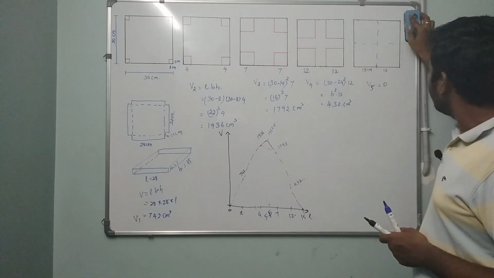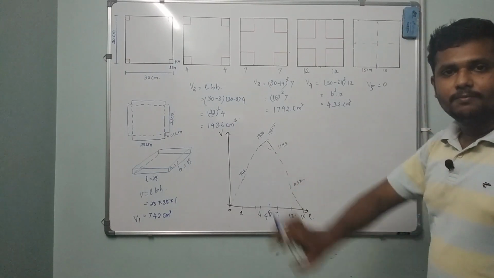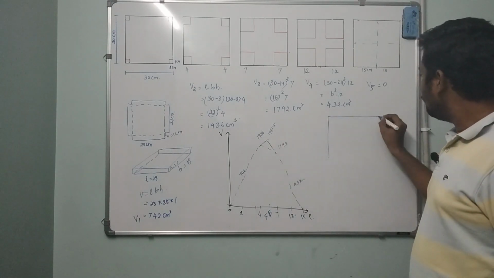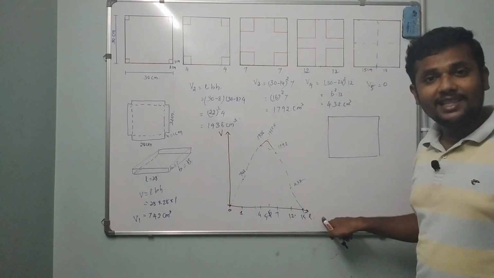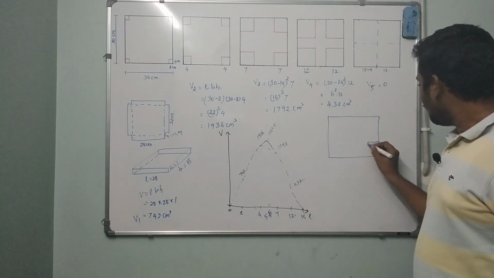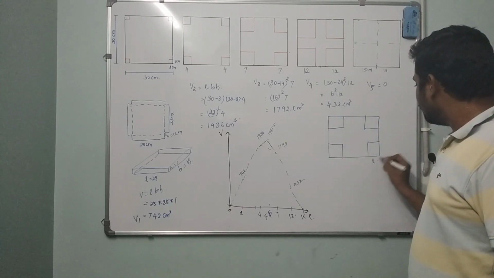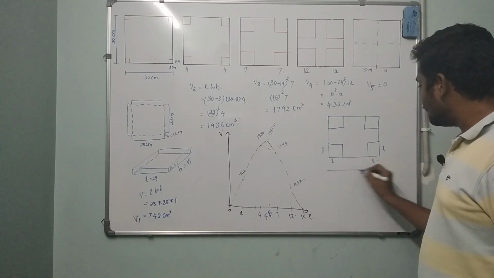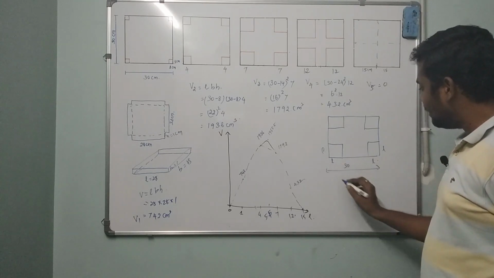So for that, first of all, I need to find the equation for this curve. How to find out? This equation is nothing but V is a function of length L, right? Volume is a function of length L. So instead of cutting at a particular point, let me make it a variable L. If I am cutting this 30 centimeter with the length L, what is my volume?